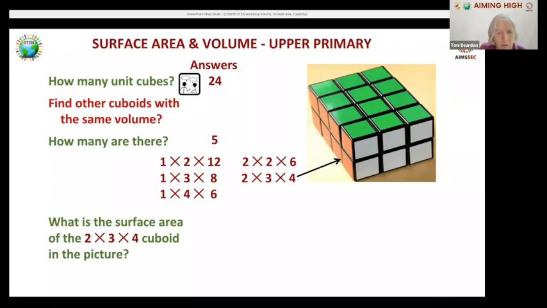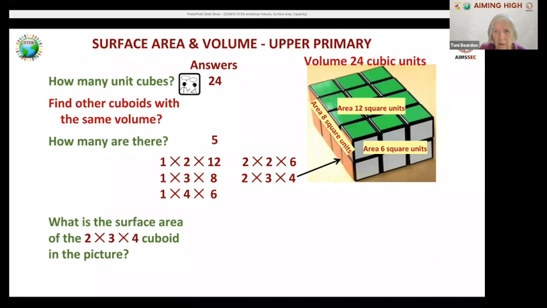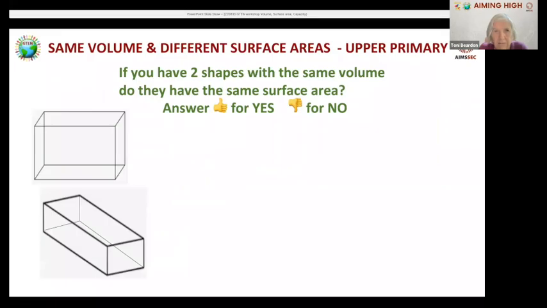So there we have it. The top is 12 square units. What we see as the front is 6 square units, and the side is 8 square units. And so it's 2 times 26, which is 52 square units.